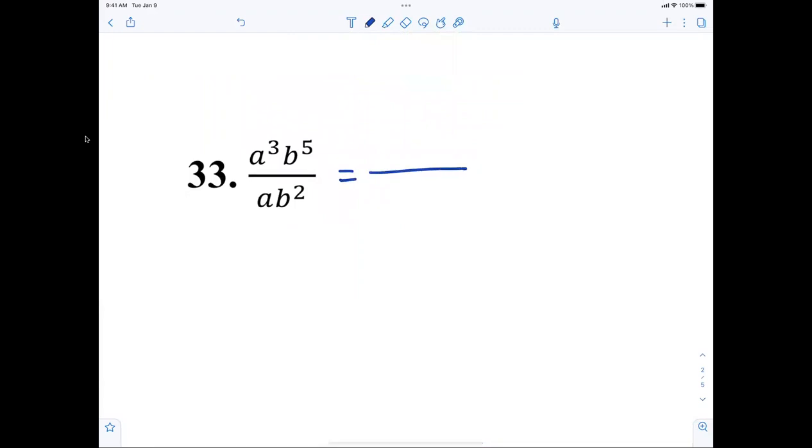Would it be A to the 2nd and B to the 3rd? That's how easy. Do I need a fraction bar? No, because what's on the bottom? A 1. Thank you. I told you guys, easy.